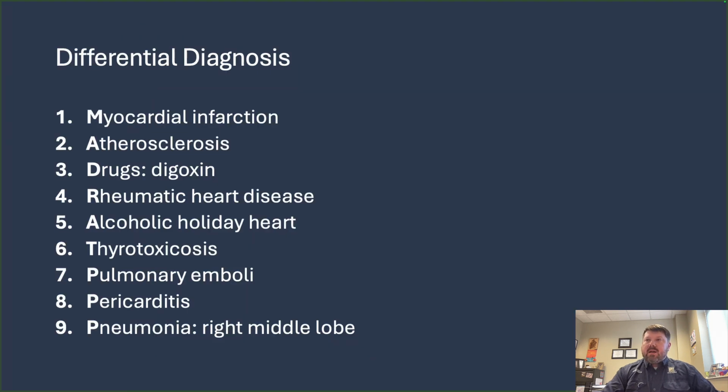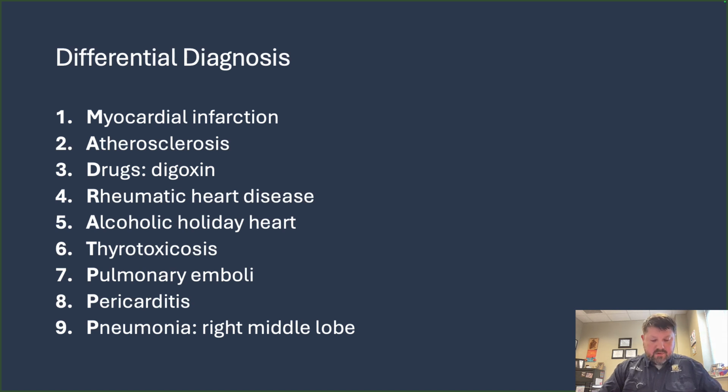So some things that can actually cause atrial flutter: myocardial infarction, atherosclerosis, digoxin, rheumatic heart disease, alcoholic holiday heart, thyrotoxicosis, pulmonary emboli, pericarditis, or pneumonia.